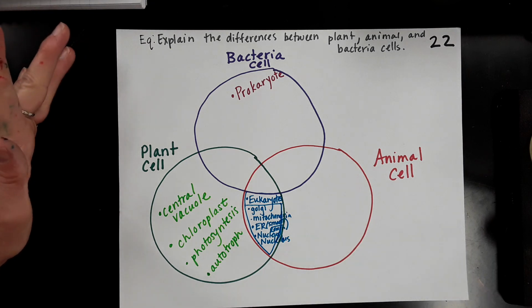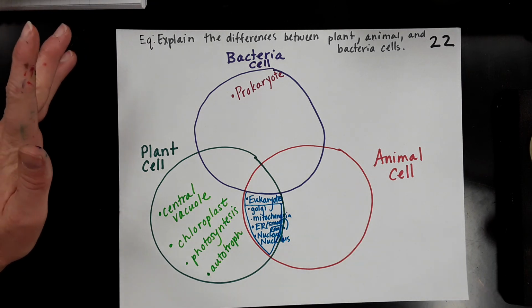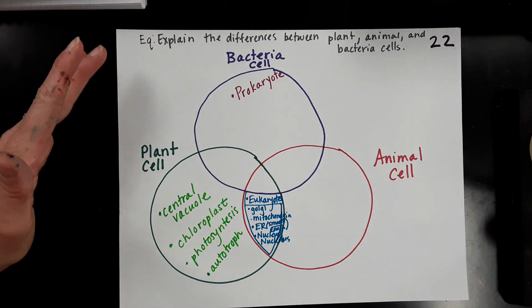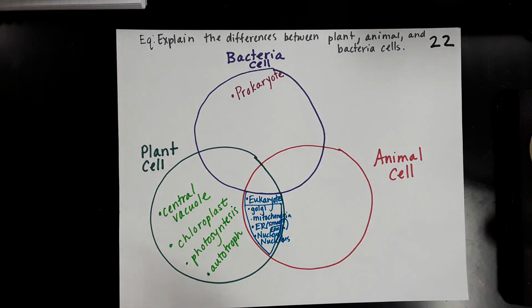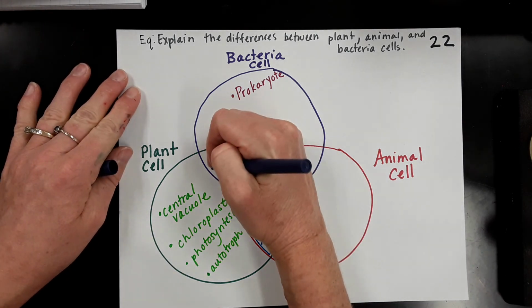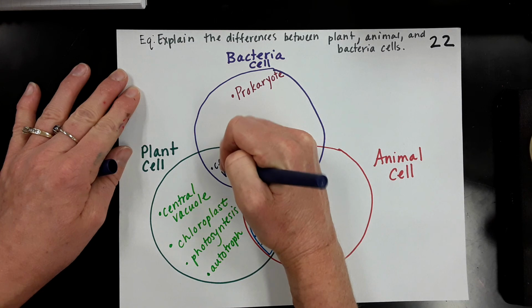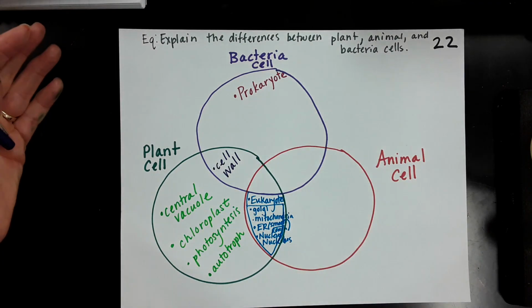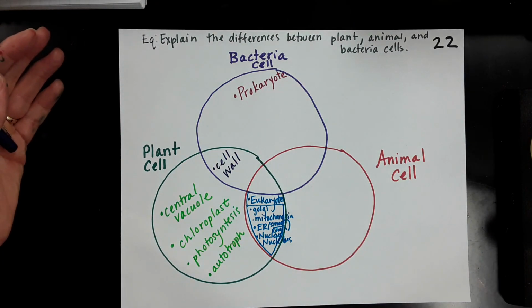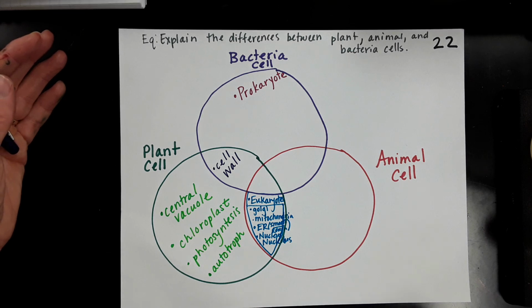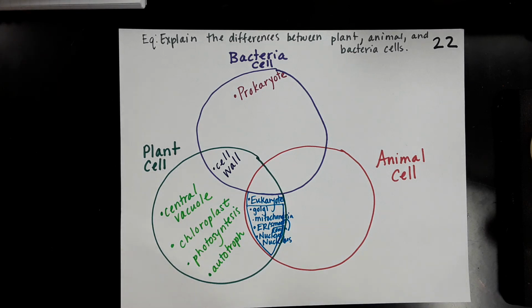Bacteria cells and plant cells also have something in common: they both can have a cell wall. The cell walls are made of different structures, but they do have an exterior structure that provides support for the cell.